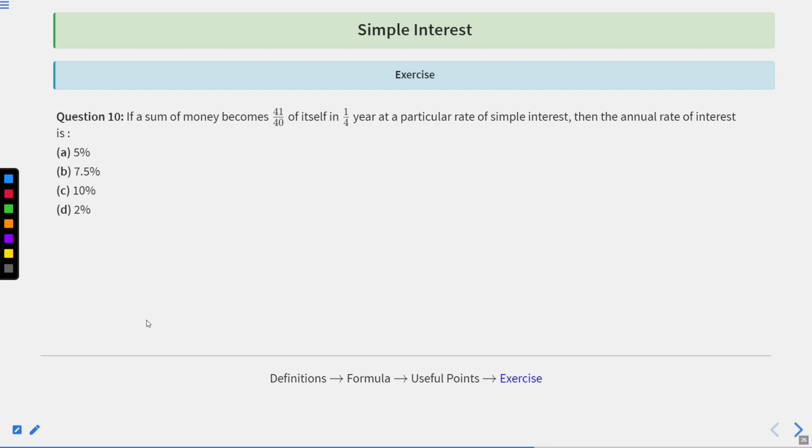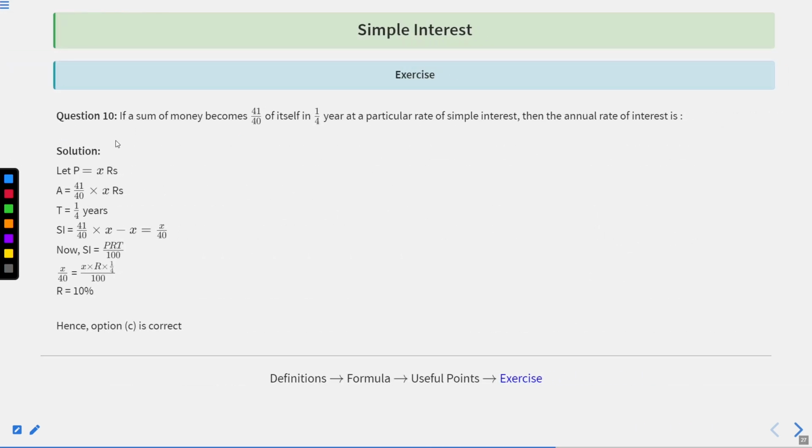Now, moving to question number 10. If a sum of money becomes 41 upon 40 of itself in 1 upon 4 years, at a particular rate of simple interest, then the annual rate of interest is.